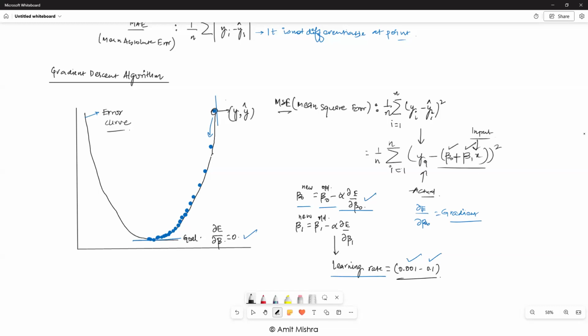So we got to see here that we are comparing the actual value and the predicted value as well.